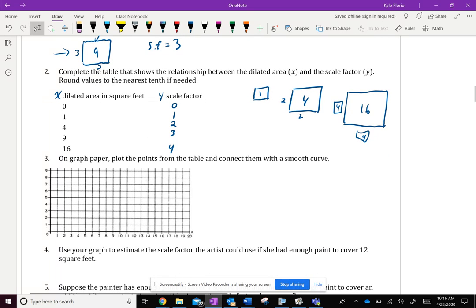On graph paper, plot the points from the table and connect them with a smooth curve. So let's see. We have x is 0, y is 0. That's this point right here. When x is 1, y is 1. So that's this point right here. When x is 4, y is 2. So 4, 2 is right here. And then we have the point 9, 3. And when x is 16, that's over here, y is 1, 2, 3, 4.